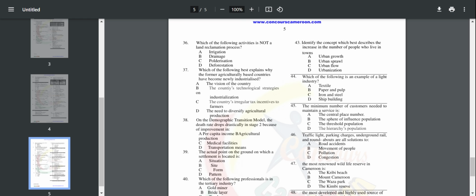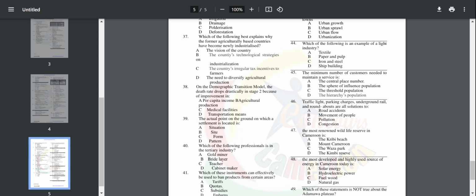Question 44. Which of the following is an example of a light industry? The answer is B, paper and pulp industry.